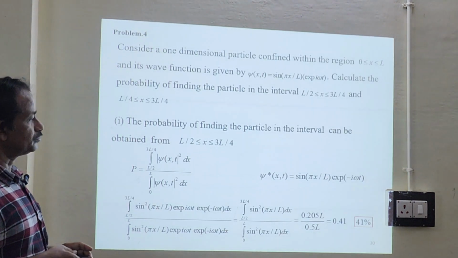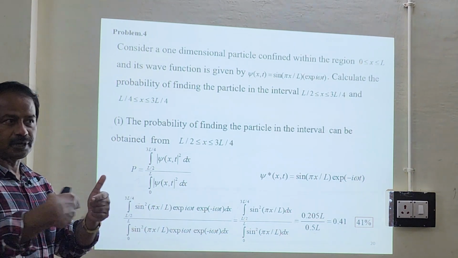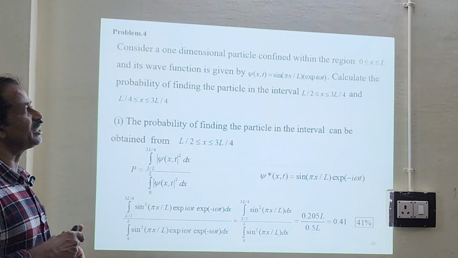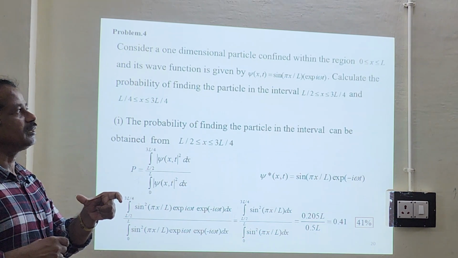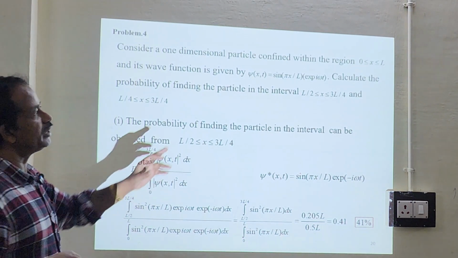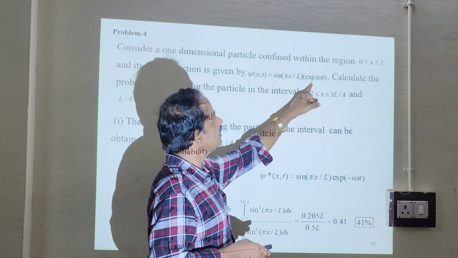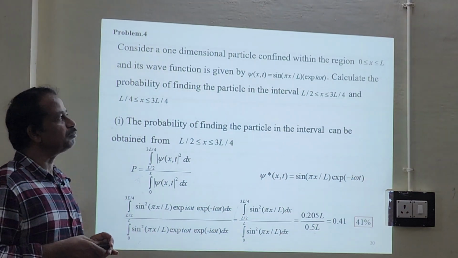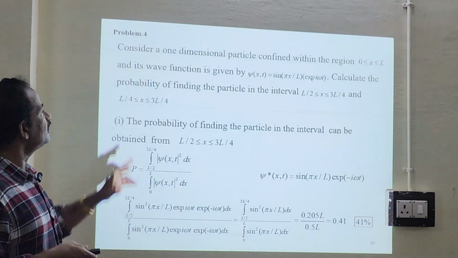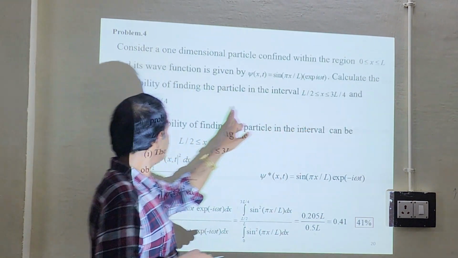So problem 4. Consider a one-dimensional particle confined in the region. The same problem, one side. Okay, one dimension. So the position of the particle x lies between 0 and L, and its wave function is governed by this wave function. Earlier sine alone, now sine and e power: sine pi x by L e power i omega t. Calculate the probability of finding the particle in the interval. This is one interval, this is another interval.